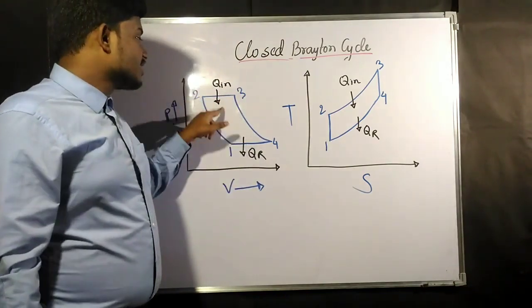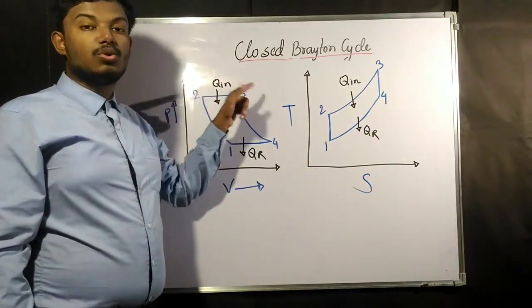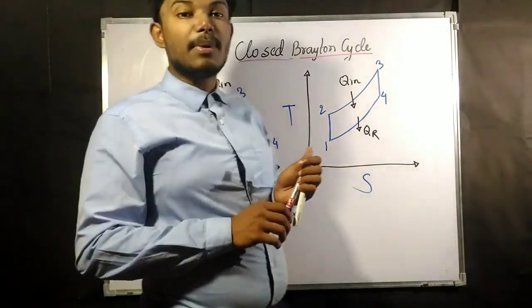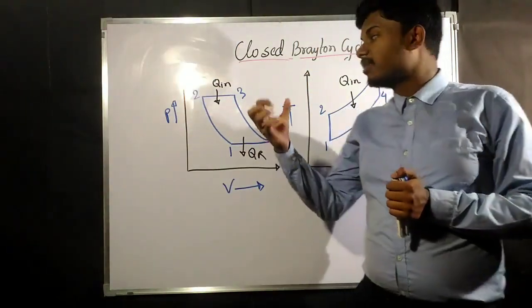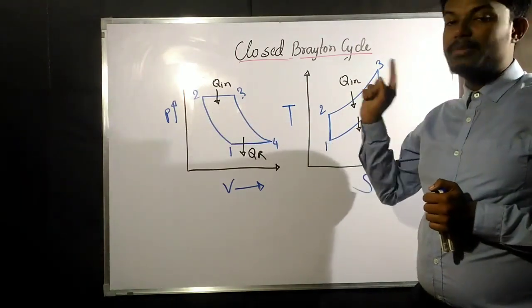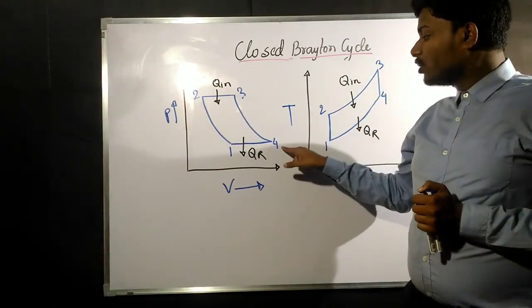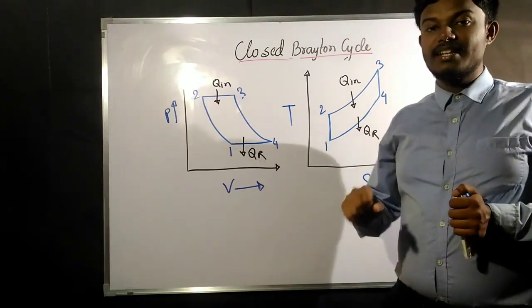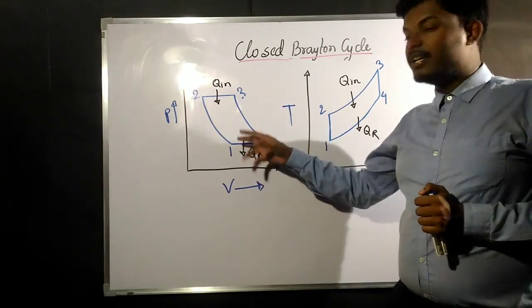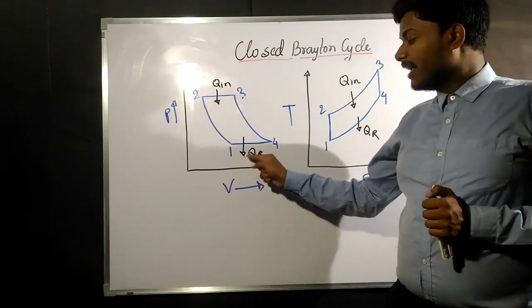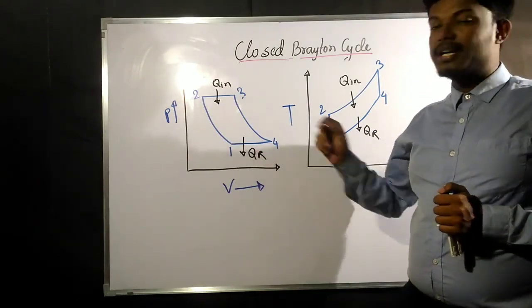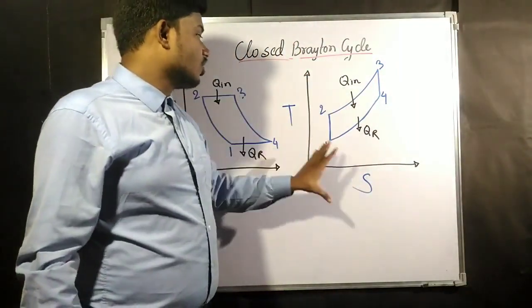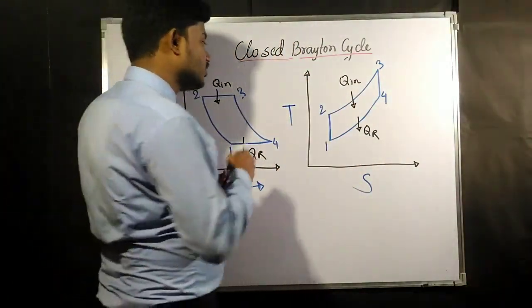So the heat addition process from 2 to 3 is a constant pressure process. Again, if you remember, 3 to 4 was the turbine, and a turbine means there is going to be some expansion. 3 to 4 is nothing but adiabatic expansion. After reaching point 4, the working fluid passes through another heat exchanger where it loses some heat, and that heat is nothing but Q rejected.